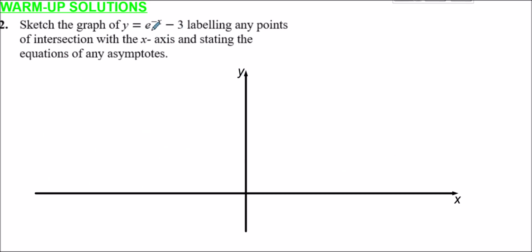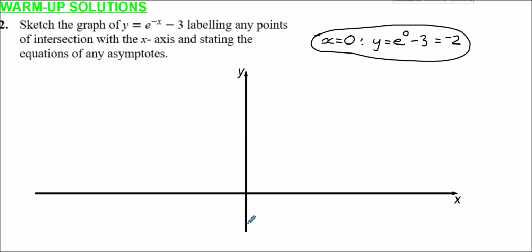As well as this, we've got this minus 3 tagged on the end. So what I'd suggest we do, first of all, is to think about what's going to happen when x is 0. So when x is 0, we're going to have that y is equal to e to the minus 0, which is just e to the 0. Anything to the power 0 is going to be 1, minus 3. That's going to give us minus 2. So it's going to cross the y-axis at minus 2, which is, let's just say, about here.